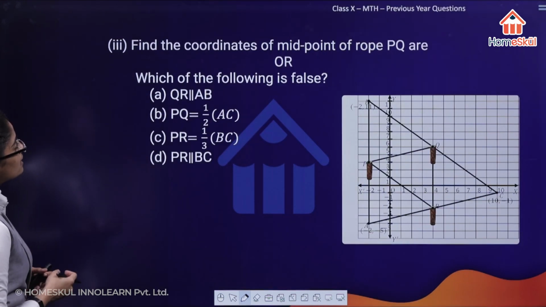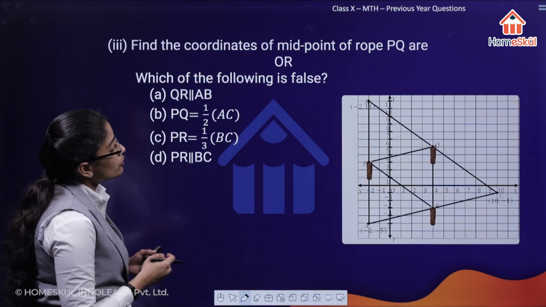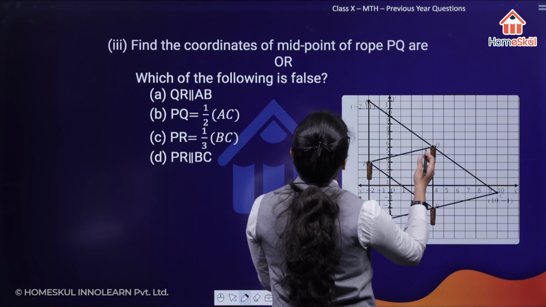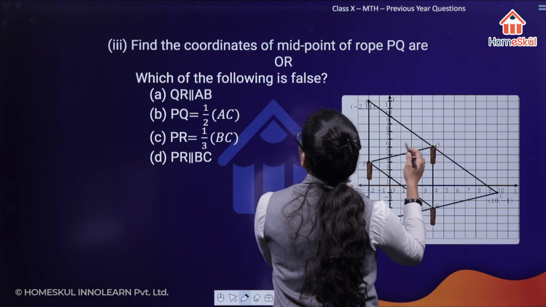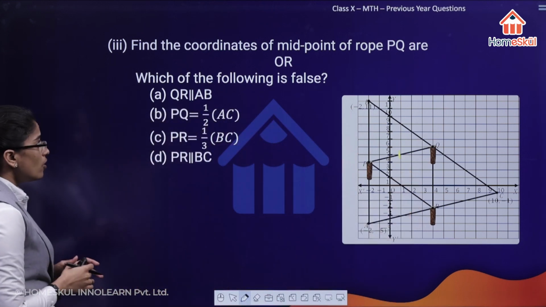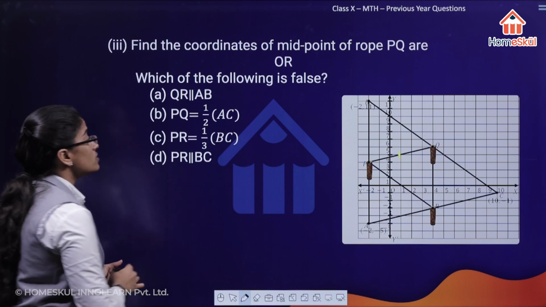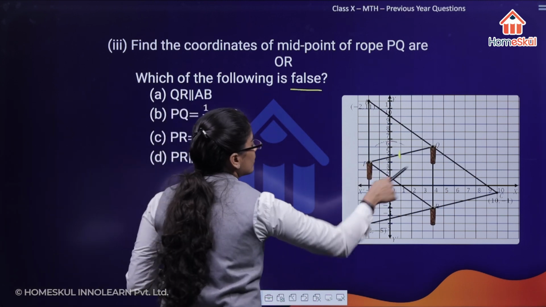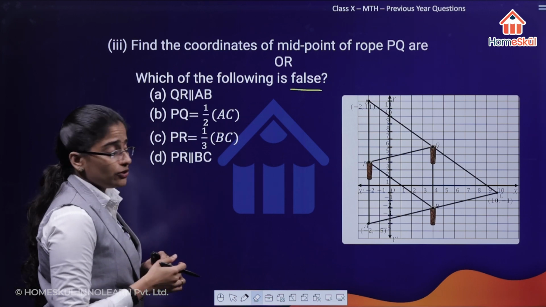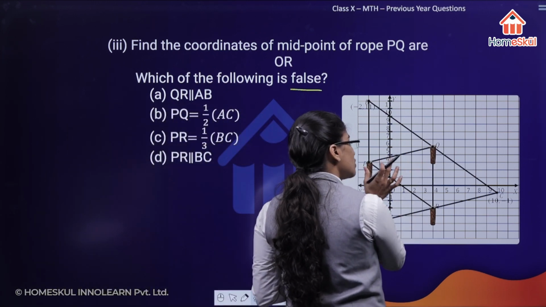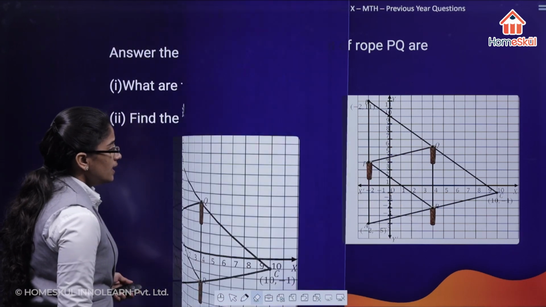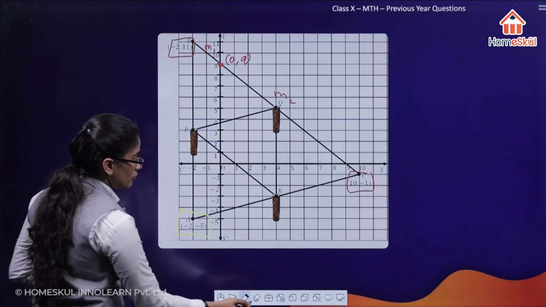We are having one more sub question for this. That is, find the coordinates of the midpoint of PQ. We need to find out the coordinates of midpoint of PQ. Then, another question: which of the following is false. So, let's find the answer for the first question, that is the coordinates of the midpoint of PQ. For that, we require the coordinates of P and Q, isn't it? Here, what are the coordinates of P and Q?